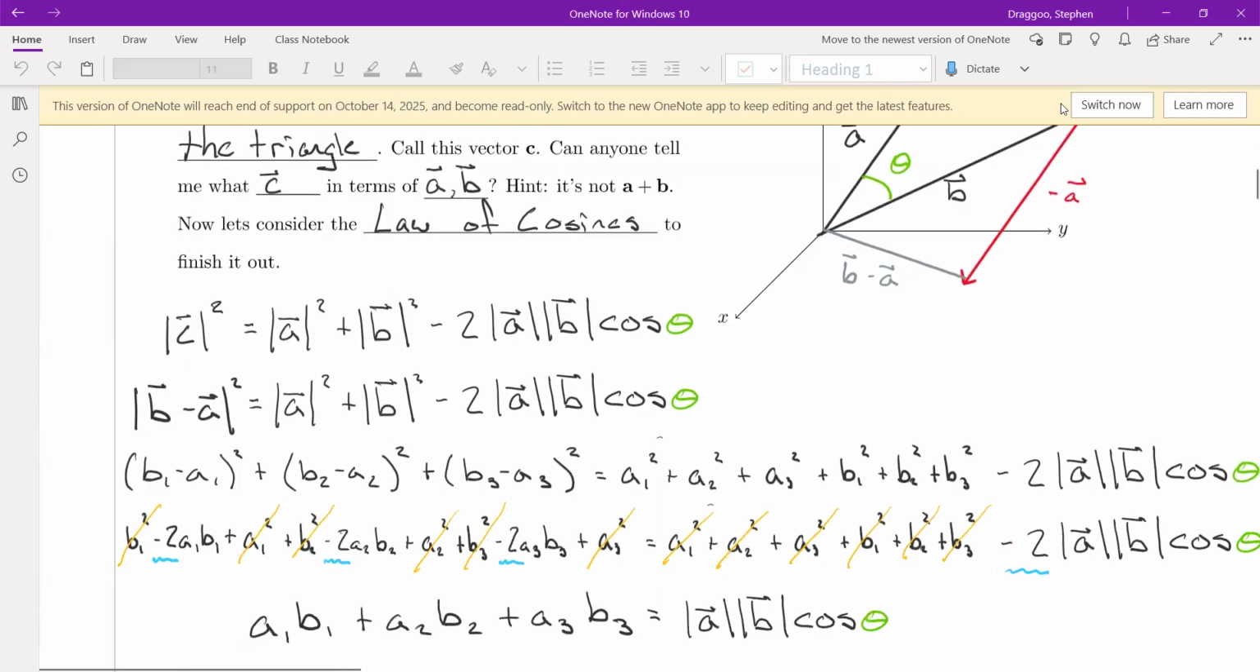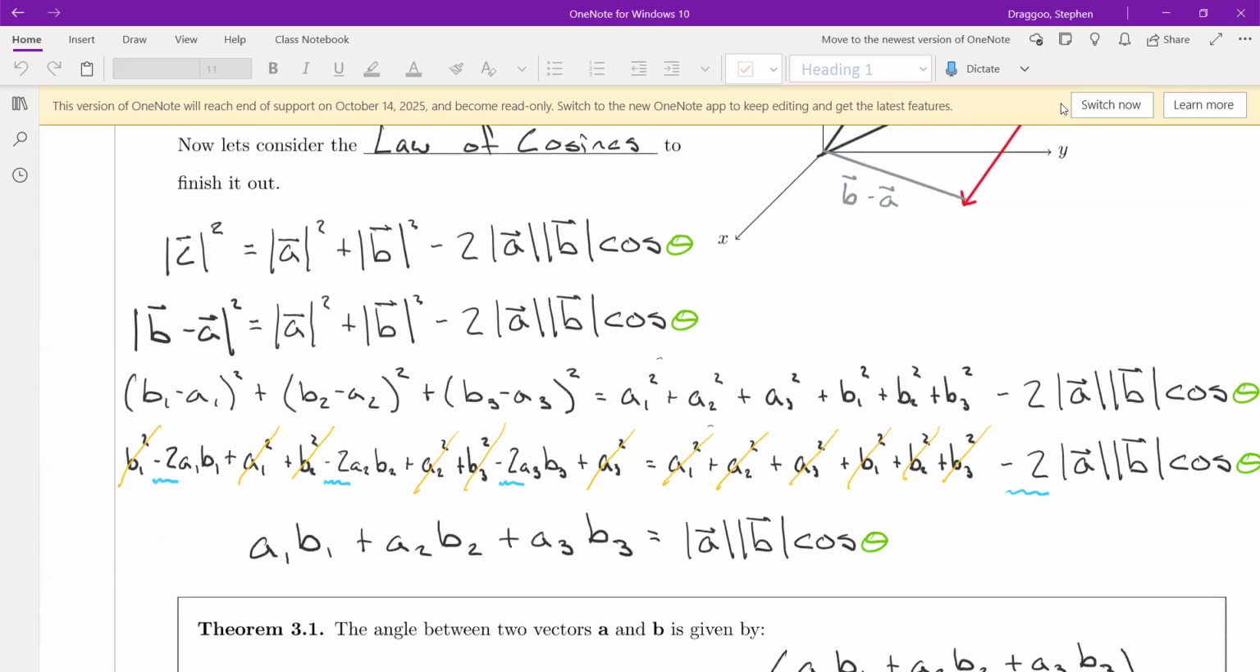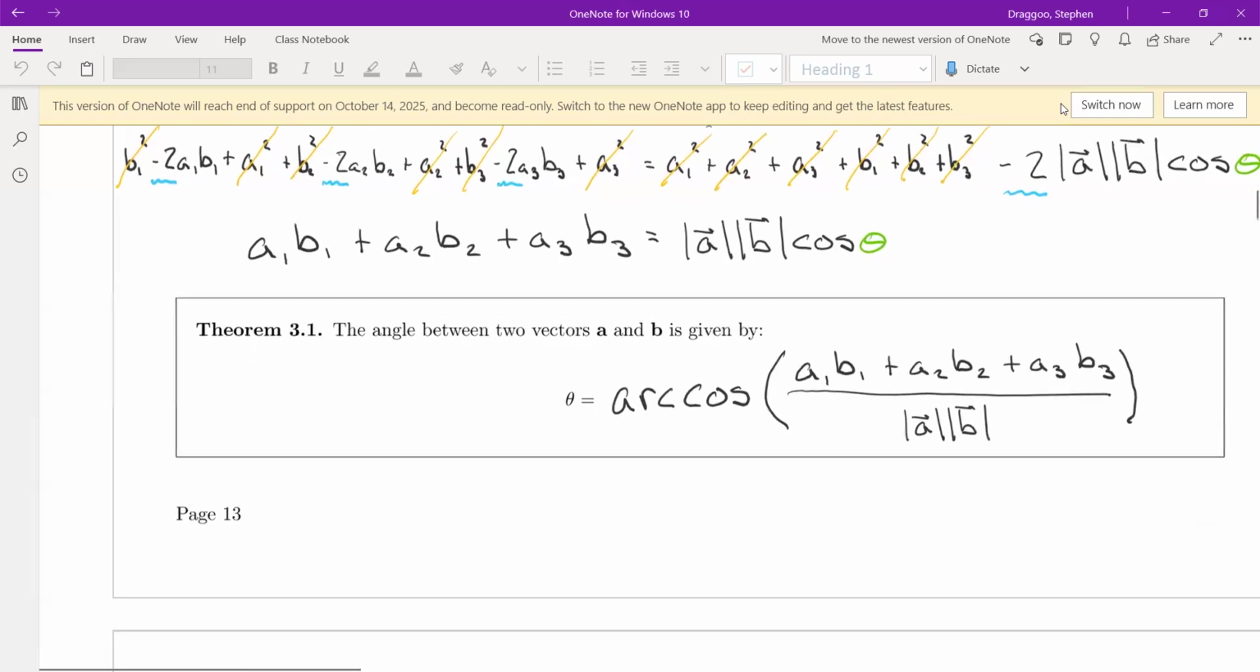And if we do a whole bunch of math that I'm going to gloss over because it would take the rest of the class period, I get this result at the bottom. A1 B1 plus A2 B2 plus A3 B3 is equal to the magnitude of A times the magnitude of B times the cosine of the angle between those vectors. So the thing on the left, A1 B1 plus A2 B2 plus A3 B3, is an important enough calculation that we're going to give it a name. And that thing is going to be the dot product.